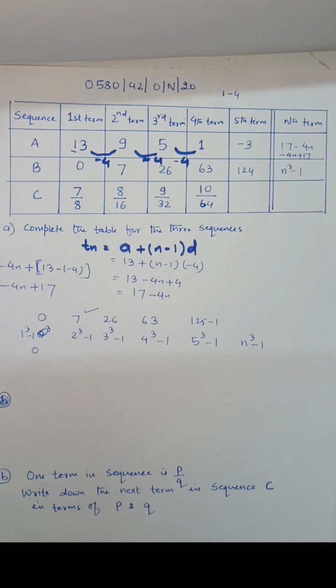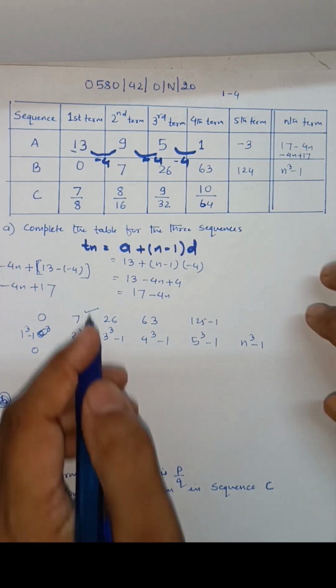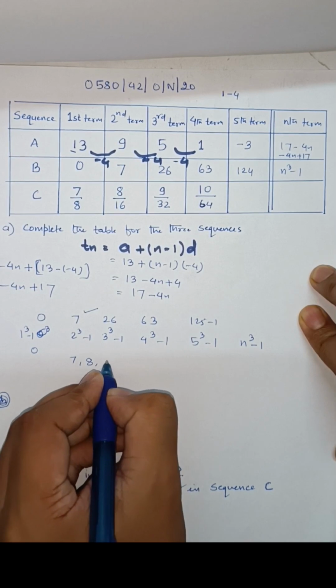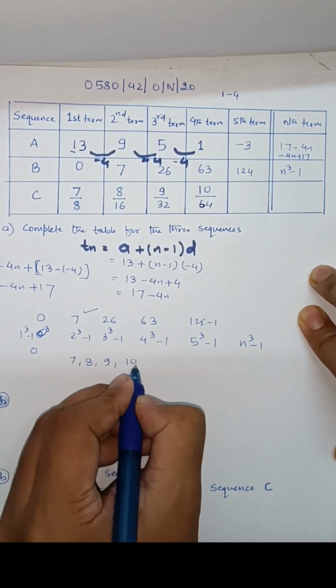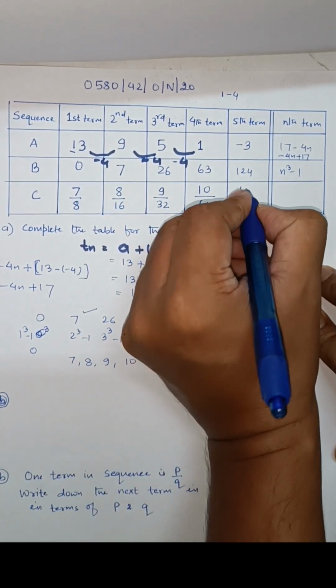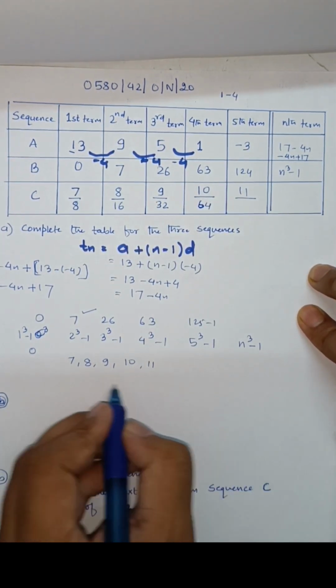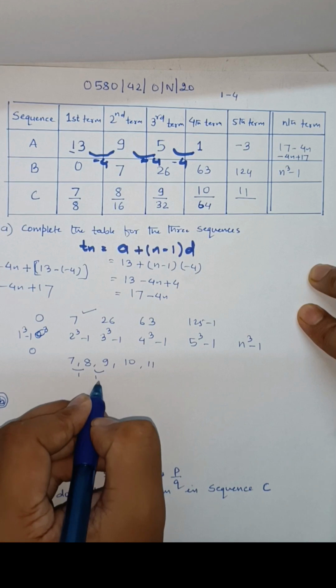So next question, if you see 7 upon 8, it is in fraction, like p upon q form. 7 upon 8, 8 upon 16, 9 upon 32, 10 upon 64. What we can do in this? 7, 8, 9, 10. First think about the numerator, so this is going to be arithmetic, right? 7, 8, 9, 10. Next term will be 11. I'm going to write here 11. So if you see the difference is 1, right?